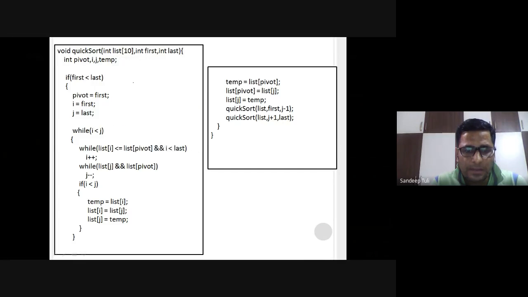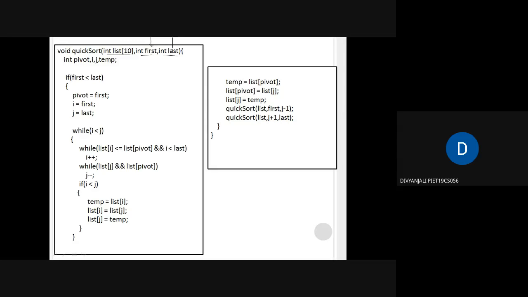What did I pass here? It is a list array, it is the first and this is the last. So is it clear to all now? What is a list? This is an array of 10 elements, integer first, which is pointing to the first element of the array. Pivot, last element. Pivot element. In this case, pivot element. Upper bound.